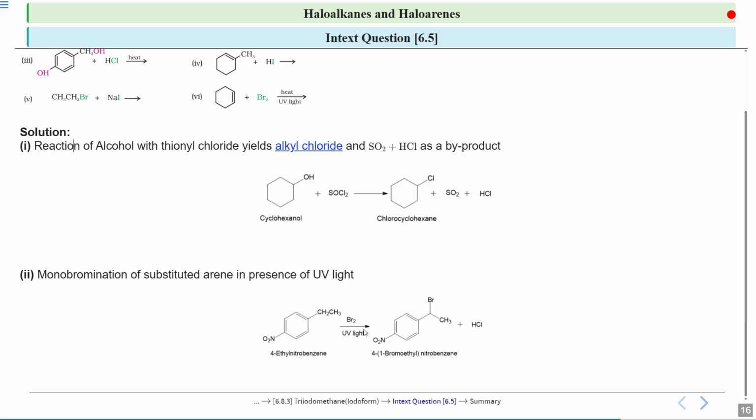Also, we get this ethyl free radical. Then bromine is going to attack this ethyl free radical and form this product, that is 1-bromoethyl-4-nitrobenzene. So at this second carbon in the ethyl group, the bromine is going to attach, and NO2 will remain at the same position, plus HBr will be your side product. So in the second reaction, bromination of a substituted arene in the presence of UV light, you will get 1-bromoethyl-4-nitrobenzene as your major monohalo product. Okay.